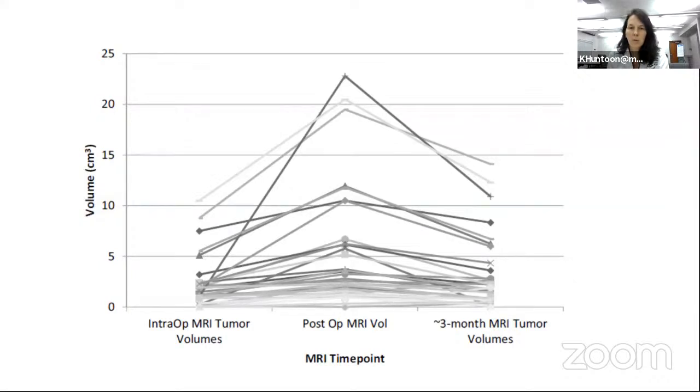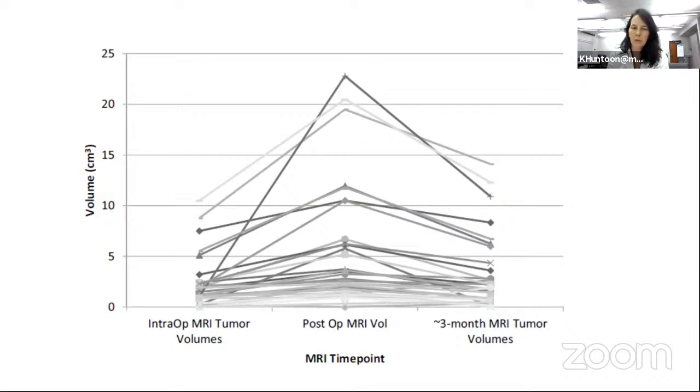Then the post-op, this is the MRI that was taken within 24 hours of resection, and it almost doubled. It was 5.47 centimeters cubed. And then at 3 months, which was around, I think, 92 days, it went back down. It was like 3.44.